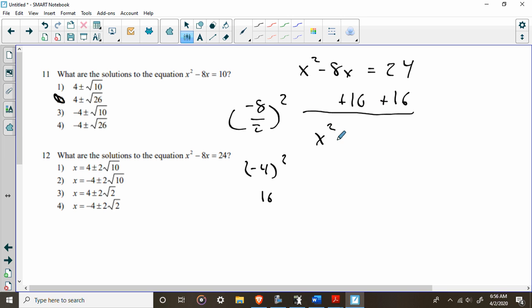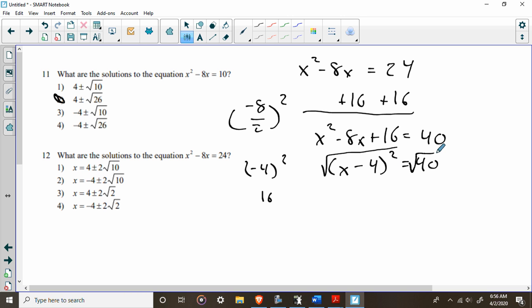X squared minus 8x plus 16 is equal to, well, 24 and 16, which is going to be 40. What do we got? Square root of the first one, sign of the second one, square root of the third one. And that's going to be equal to 40. I'm going to have to take the square root of both sides. X minus 4 is equal to the square root of 40. We're going to add 4. I'll find out that x is equal to 4 plus or minus the square root of 40.